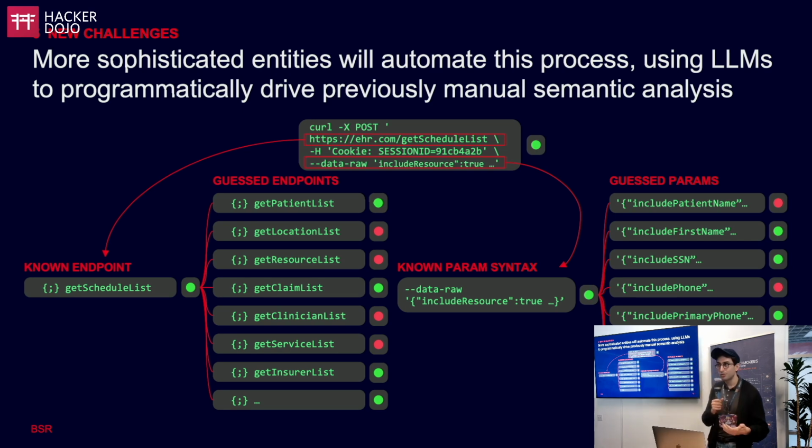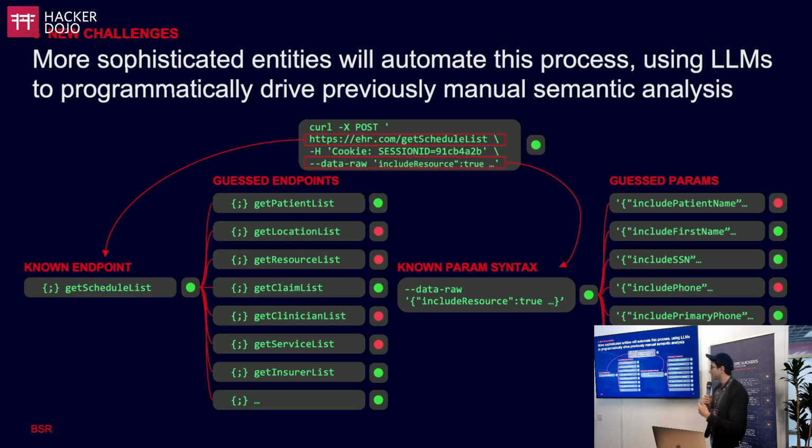If you are doing this manually, you might create a list of, okay, getScheduleList. This is the capitalization syntax that they use for their functions. Let's come up with a bunch of other variations: getClaimList, getClinicianList, getServiceList, and see if any of those endpoints are valid as well. Coming up with those guesses is obviously manual, with a very low hit rate, but it's a very valuable exercise to go through.